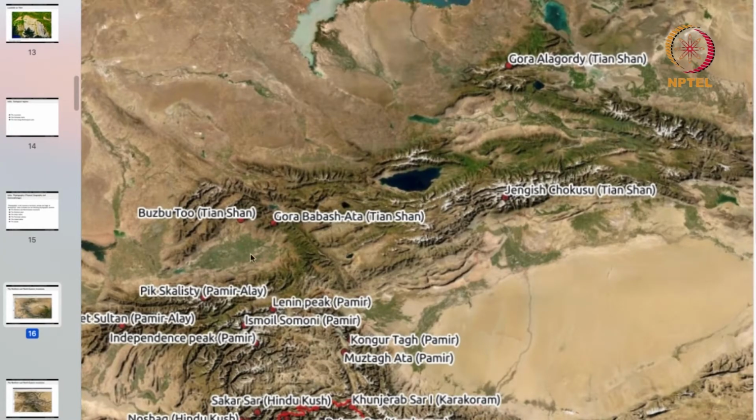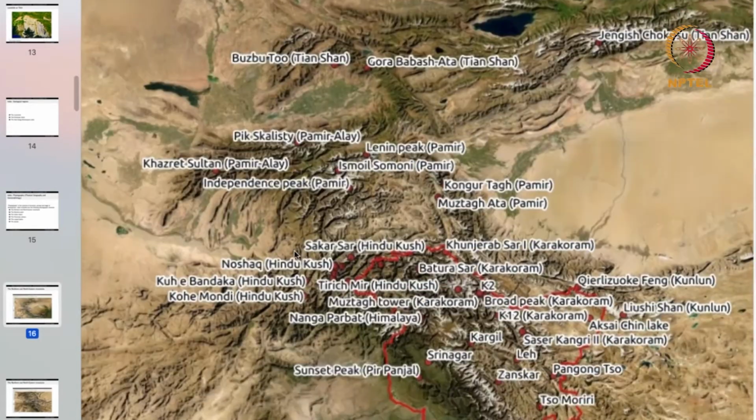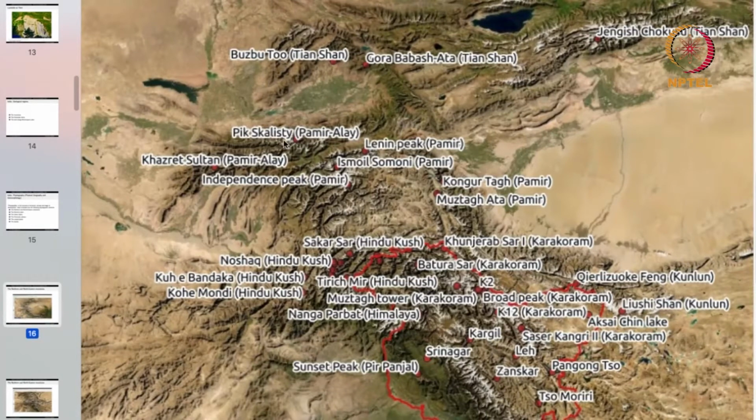So this is Buzbu 2, Tian Shan, Gora Babashata, Genghis Chokshu, Gora Alagordi. Now these ranges are the Tian Shan mountains. To the south of that, we have the Pamir Ale mountains that move like this, followed by the Pamir mountains that move like this. In Pamir Ale we have Pik Skalisti, Khazret Sultan, and in Pamir we have the Independence Peak, the Ismail Somoni, the Lenin Peak. Now these are the names that were there in the Soviet Union, and a large number of these names are still continuing. Some of them have been changed.